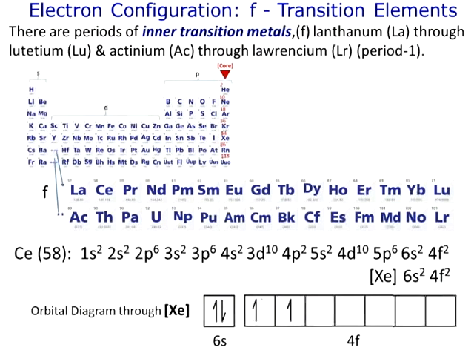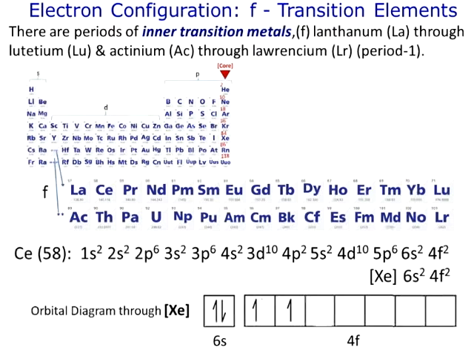Let's take a look now at the F transition elements. In the case of the F transition elements, once you reach a period, it's that period minus 2. So if you're at period number 6, the F population would start at 4. And in fact, 4F is the earliest F populated orbitals available. So let's just take a look at cerium as an example.